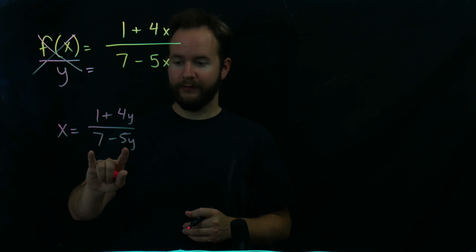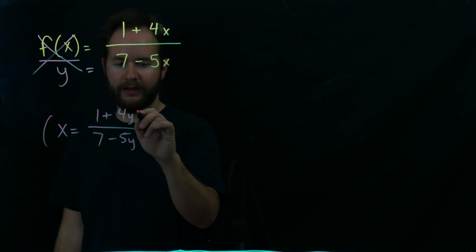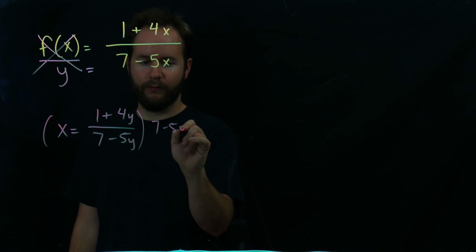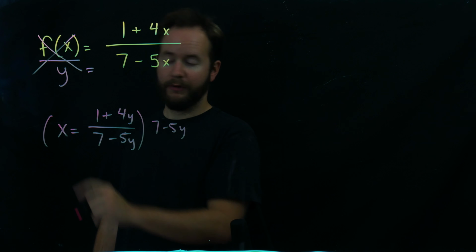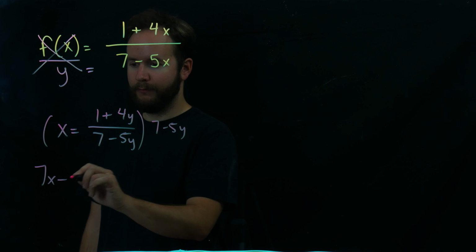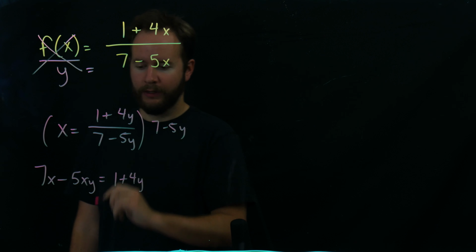I'm going to multiply 7 minus 5y from the denominator over to the left-hand side. So I'm going to multiply both sides by 7 minus 5y. That's going to cancel this 7 minus 5y over here, and it's going to wind up on the left-hand side, giving me 7x minus 5xy equals 1 plus 4y.